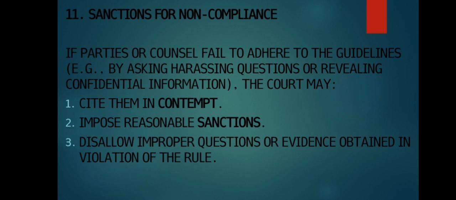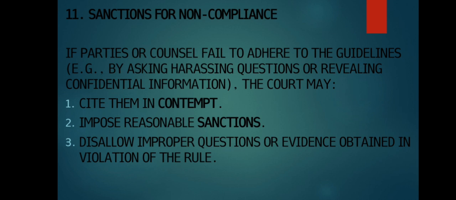The section establishes the consequences for parties or lawyers who fail to follow the court's guidelines. If someone acts improperly, such as by asking harassing questions, revealing confidential information, or otherwise violating the rules, the court has the authority to take corrective action. Possible sanctions include contempt of court.